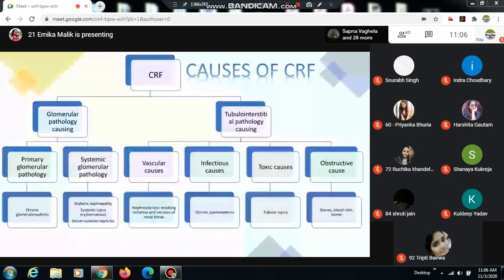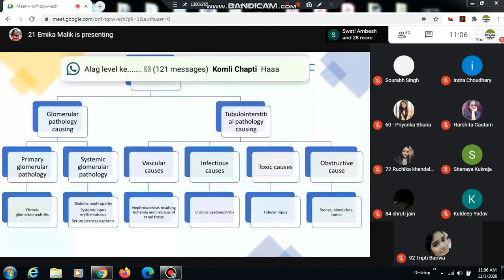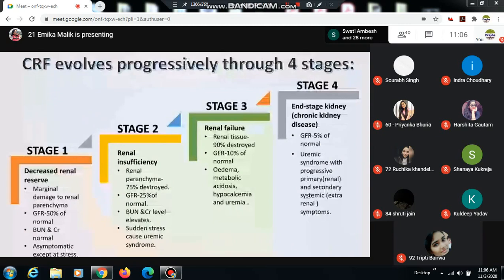Obstructive causes can include stones, blood clots, and tumor. CRF evolves progressively through 4 stages. In stage 1, marginal damage to the renal parenchyma is seen. In stage 2, the renal parenchyma is 75% destroyed. In stage 3, 90% is destroyed.